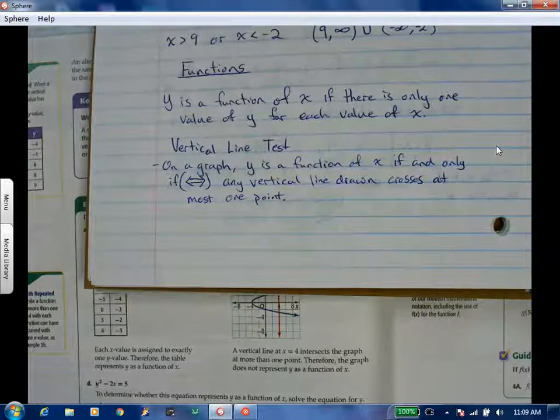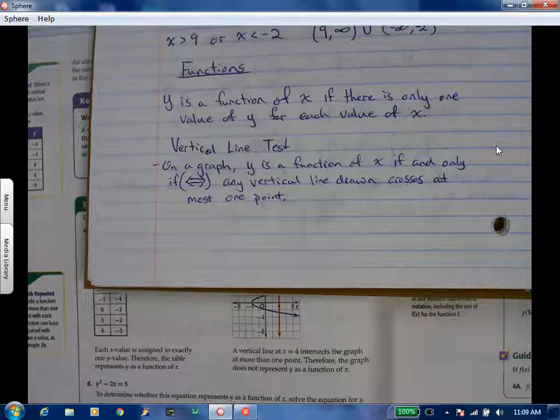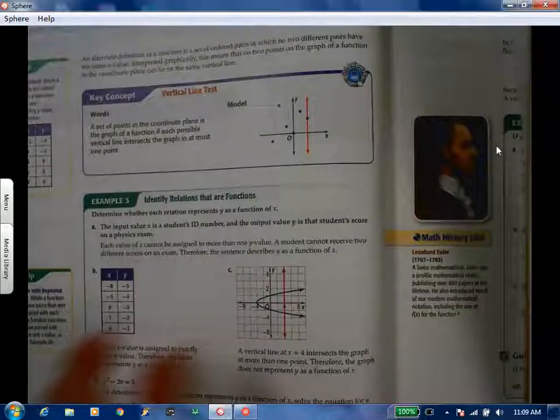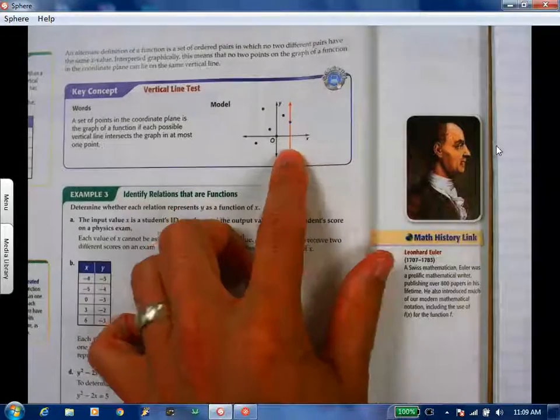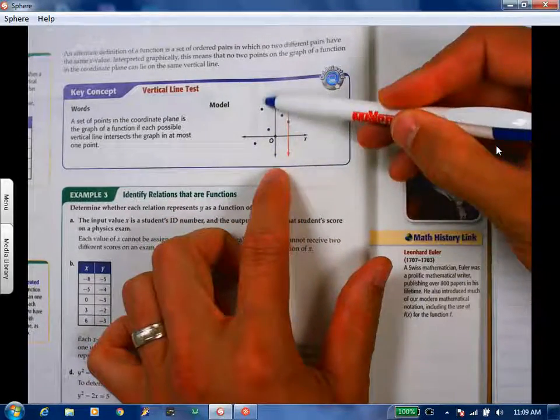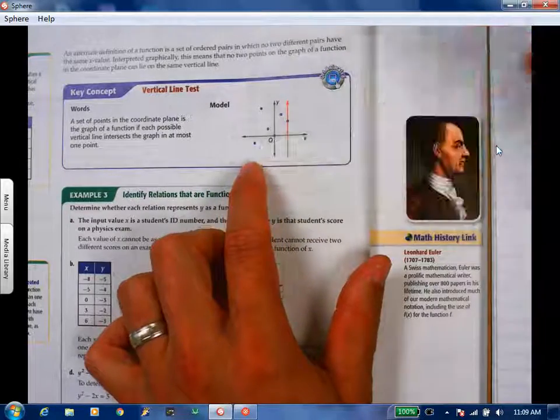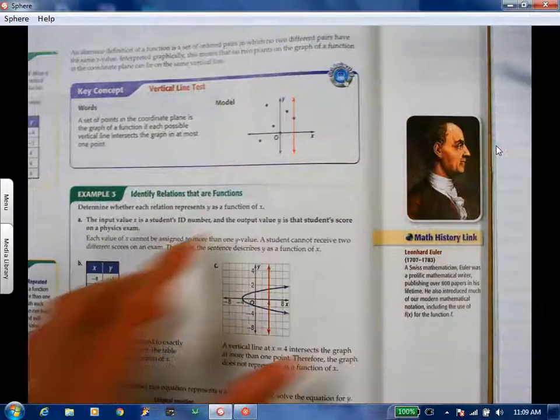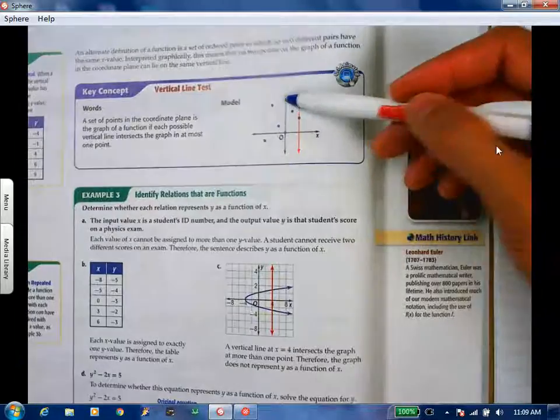It's basically the simple idea that if you draw a line and it goes through 2 points, then you have 2 points that are answers. Okay. So like this, you can draw a vertical line here, crosses 1 point. Here, it crosses 1 point. Anywhere you draw a vertical line, it's only going to cross 1 point. So this would represent a function. Y is a function of x.